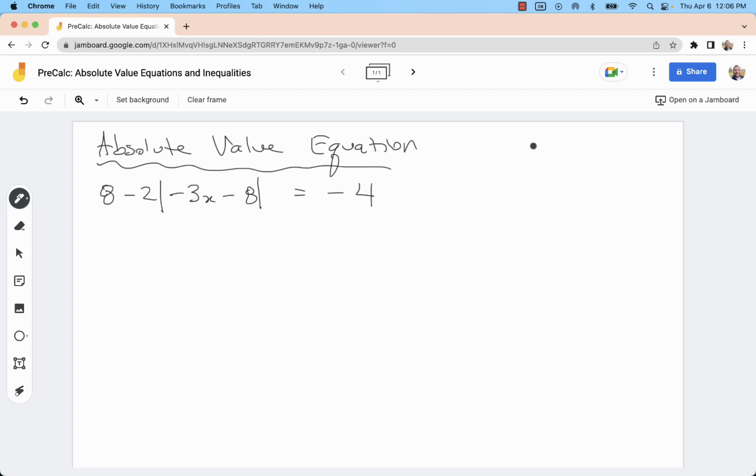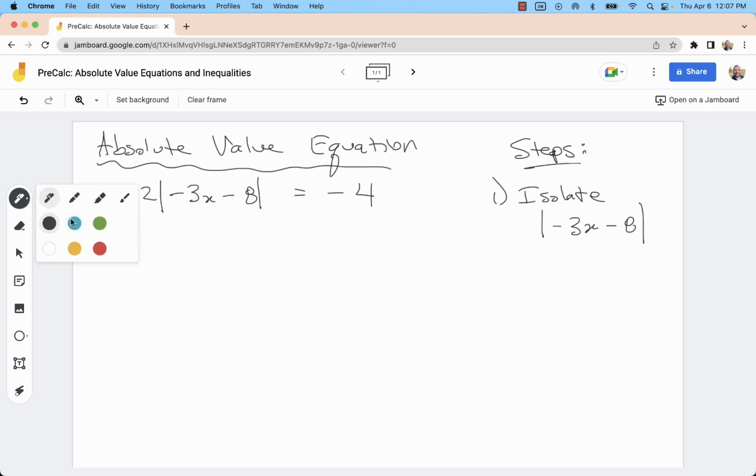Here we have an absolute value equation. We're going to solve that for x, and we will have potentially two values for that variable. The first step is to isolate the absolute value, in this case the absolute value of negative 3x minus 8. So we will just treat it like a two-step equation in that regard.